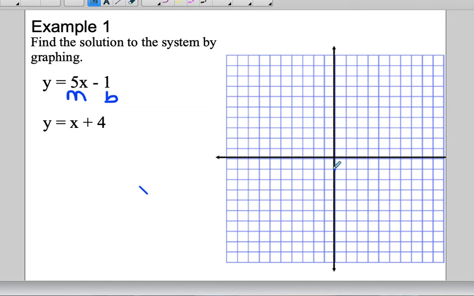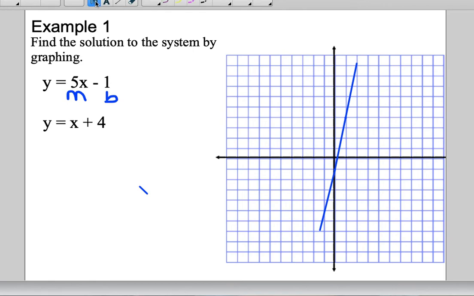So from our y-intercept, we're going to go up 1, 2, 3, 4, 5, and we're going to go over 1. So that is where our line is. If we draw the line, sometimes you have to extend the line beyond. That would be basically where our line is for the first one.